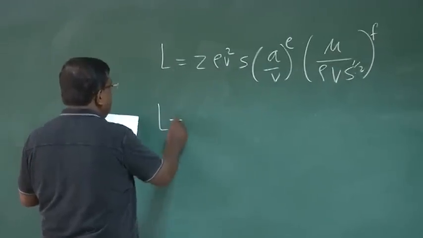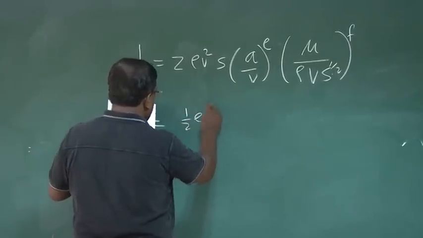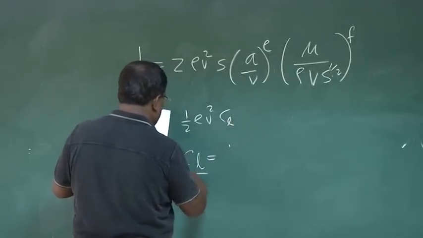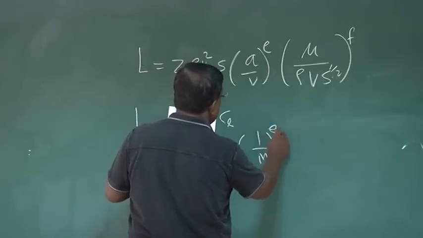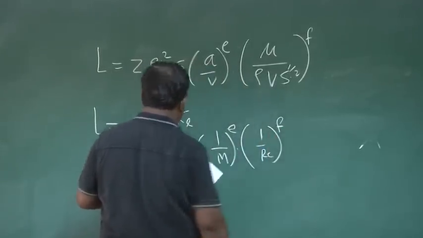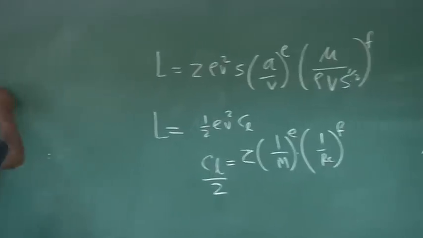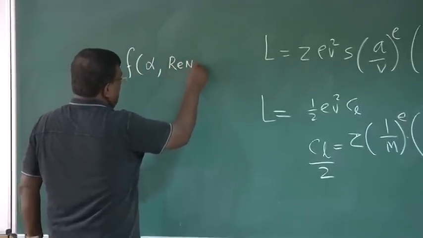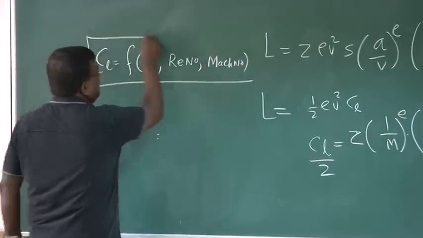So we now express this as half rho V square CL, where CL by 2 we have written as Z, 1 by M to the power E, and 1 by RE to the power F. By doing that, what has happened, you see? Now we know CL is a function of alpha, and also Reynolds number and Mach number. Our life has become so simple.